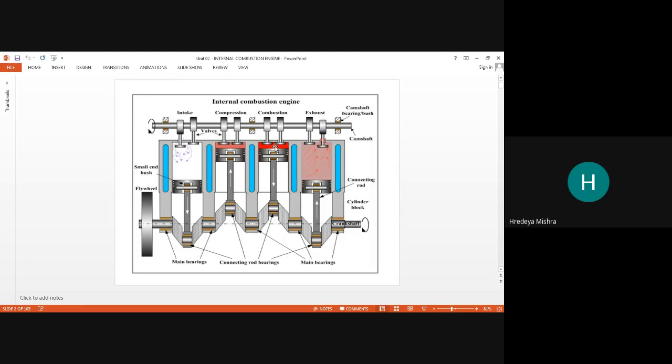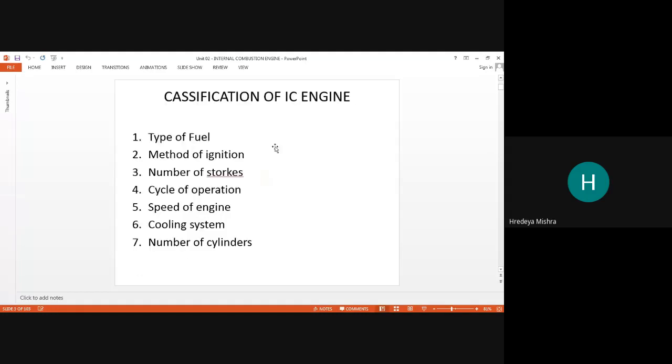Okay, so this is your 4-stroke IC engine, which is defined by there being 4 steps. Now, classification of the IC engine. So how can we classify the IC engine? First, based on the fuel used.